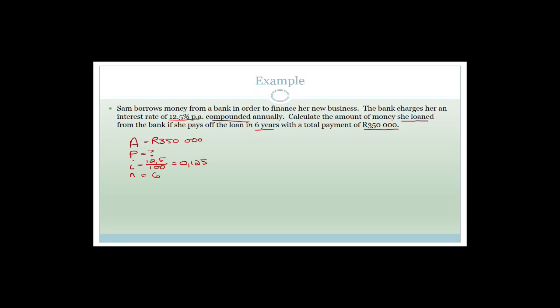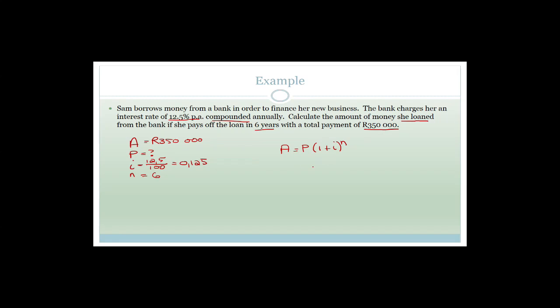So obviously we're using the compound interest formula, which is A is equal to P(1 + i) to the power of n. Now, some students find it easier to work out the subject of the formula first. But most of my students, I find that they prefer putting the numbers in and then solving for what they want.